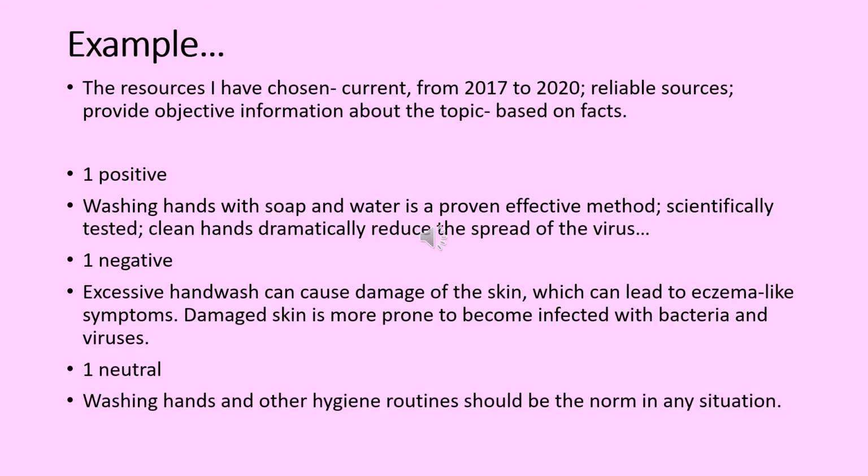For example, I am going ahead with washing hands. So I have looked at a lot of different resources and I have chosen the most current ones from 2017 to 2020. I have chosen reliable sources which provide objective information about the topic which are based on facts. So when I am writing my literature review, I have decided to go ahead and use a positive, a negative, and a neutral aspect.